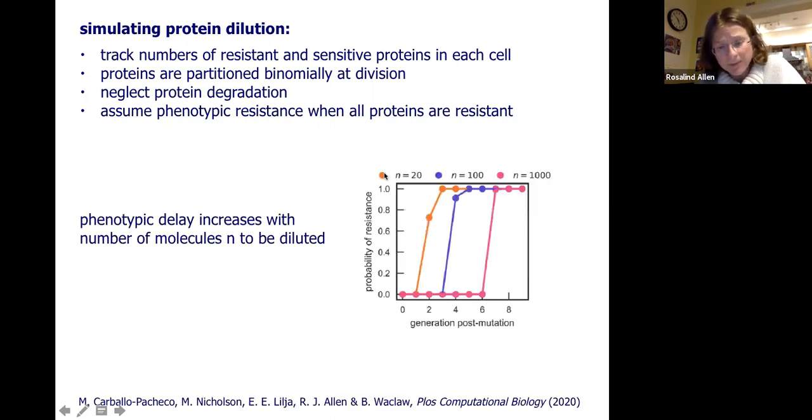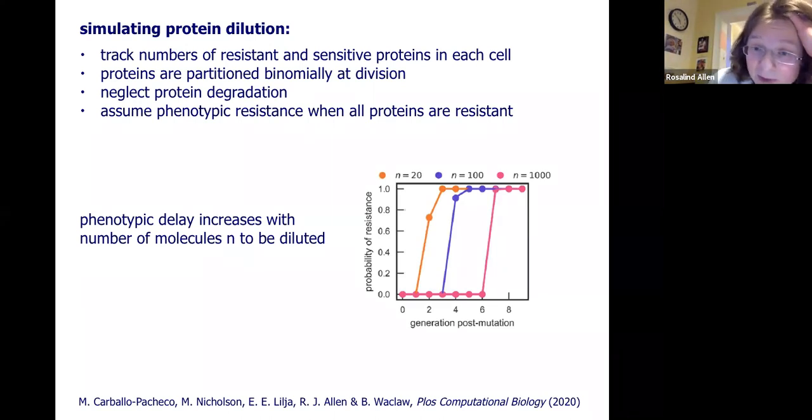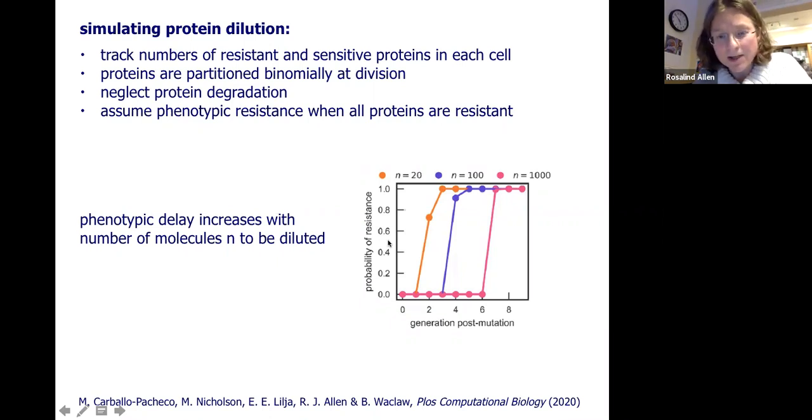So if we do that, then again, here are some simulations for these 100 bacteria, which are initially genetically mutated. And again, we plot the probability of finding at least one resistant cell in the population as a function of time. And what we can see is that, again, there's a delay. And the delay this time increases with the number of sensitive proteins that we start with. So if you start with 1,000, then obviously it takes you longer, more dilutions to remove them all, than if you start with a smaller number like 20. So this is not rocket science, but the key point is that in the protein dilution mechanism, the important parameter is the number of protein molecules that you have to dilute. Whereas in the effective polyploidy mechanism, the important parameter is the number of gene copies that you have to remove by division.